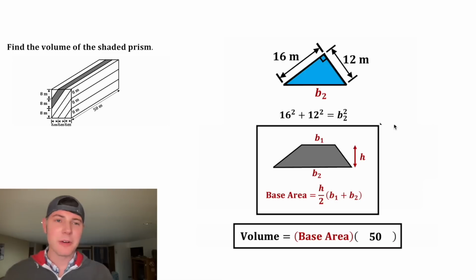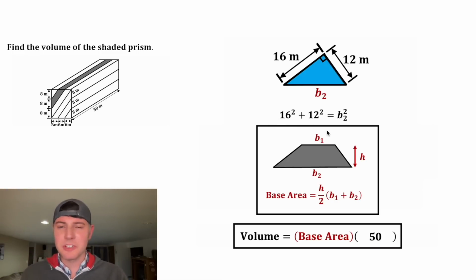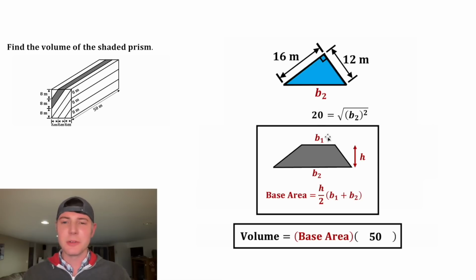Now we can do the Pythagorean theorem. We have 16 squared plus 12 squared equals b2 squared. This looks kind of goofy with the two 2's. Let's write it like this. 16 squared is 256, and 12 squared is equal to 144. And 256 plus 144 is equal to 400. Next, let's square root both sides of the equation. Square root of 400 is equal to 20, and square root of this thing squared is this thing. So now we know that b sub 2 is equal to 20. So we can change this to 20, we can change this to 20, and we can change this to 20.